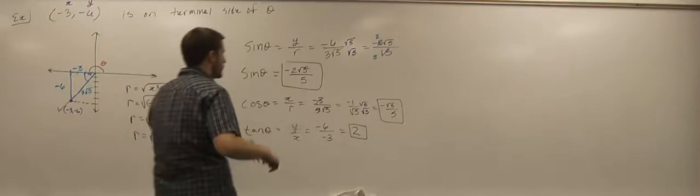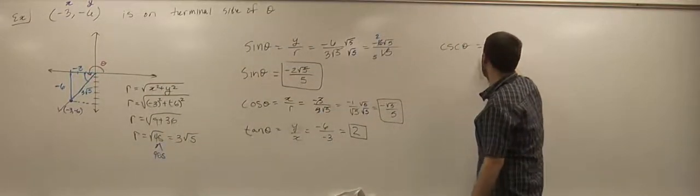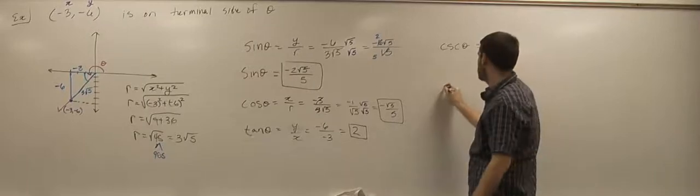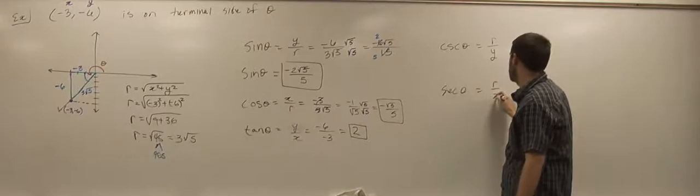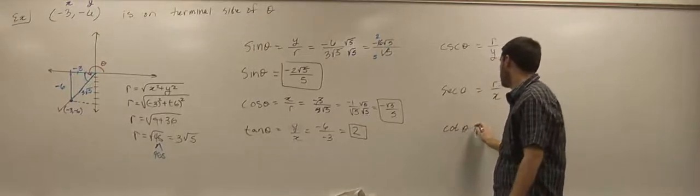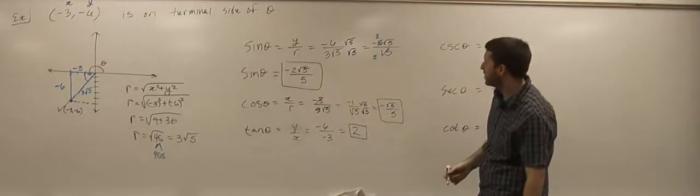And then the other three are just reciprocals, right? Cosecant theta is r over y. Secant theta is the reciprocal of cosine, so r over x. And then cotan theta is x over y. You could just flip these.